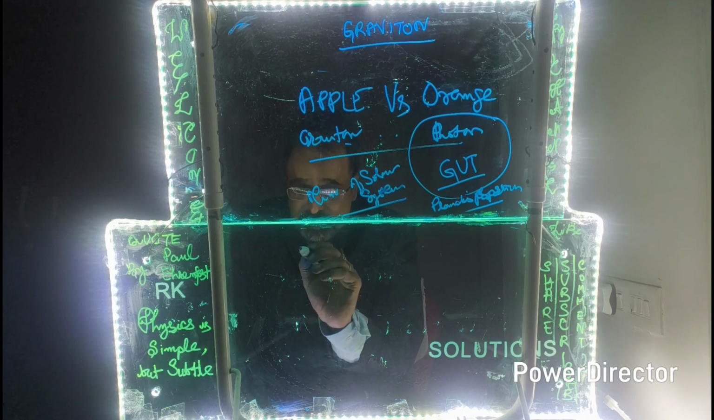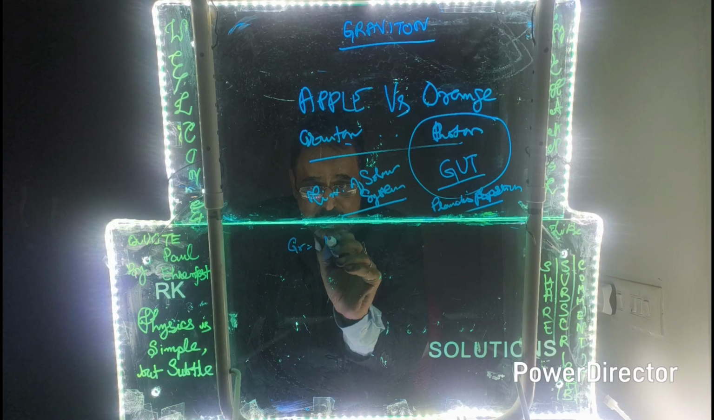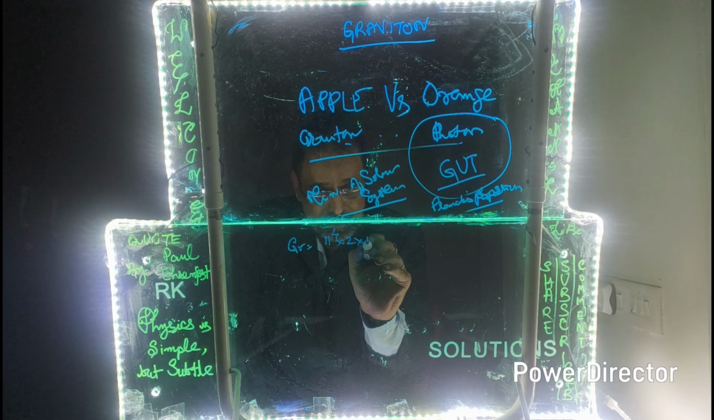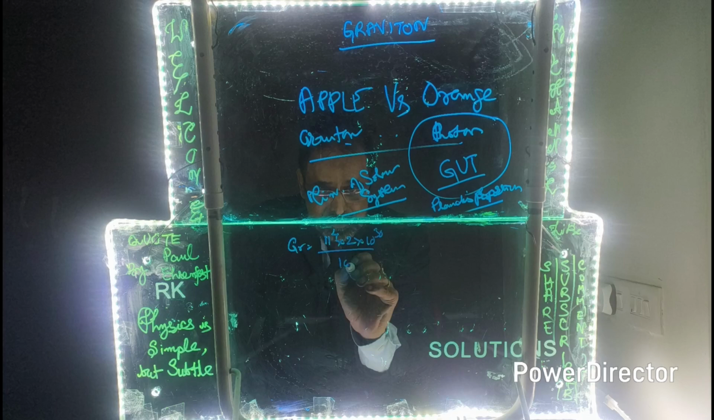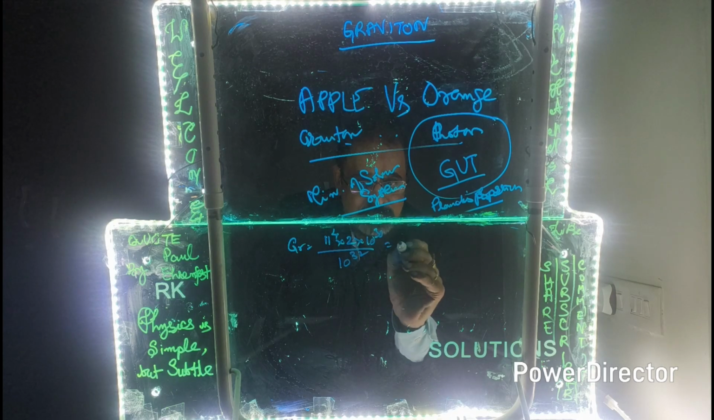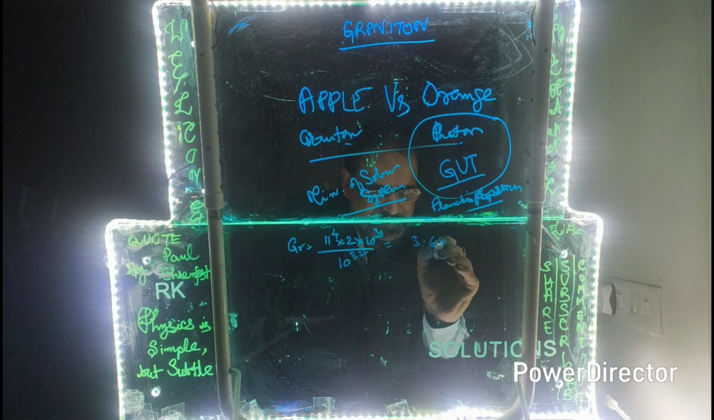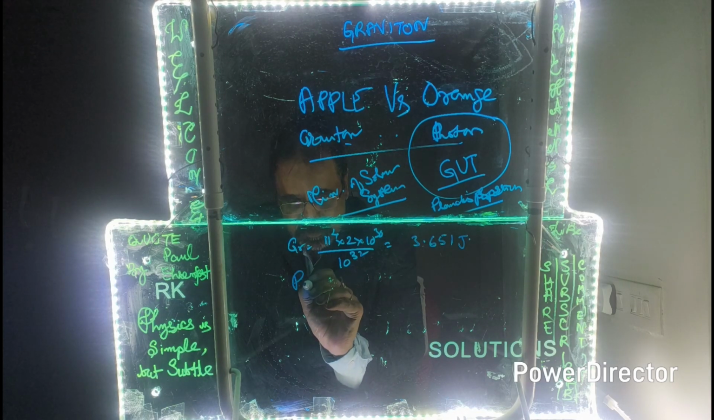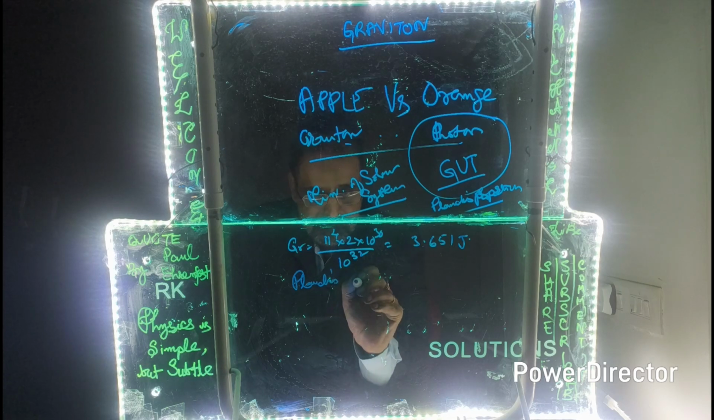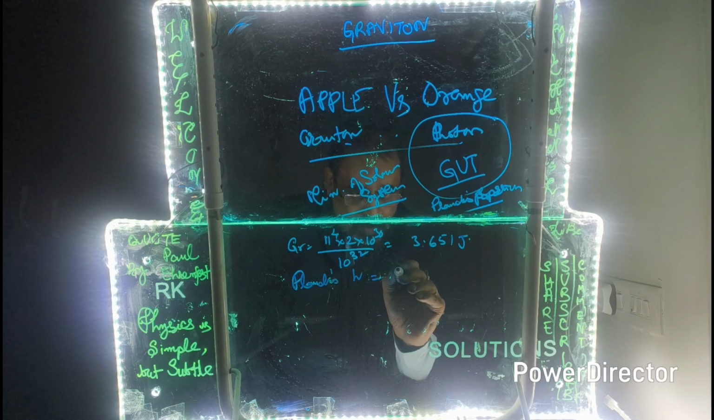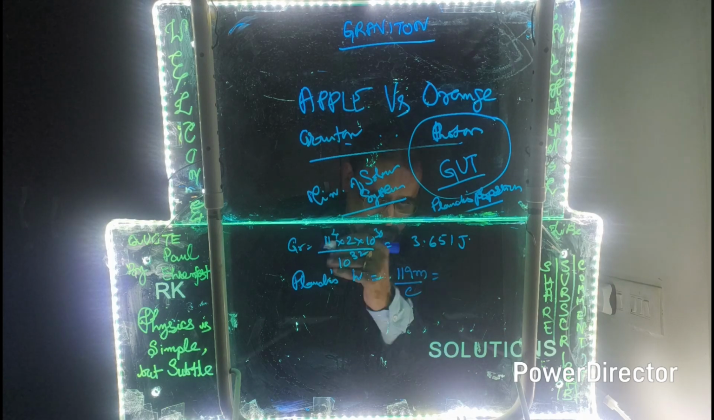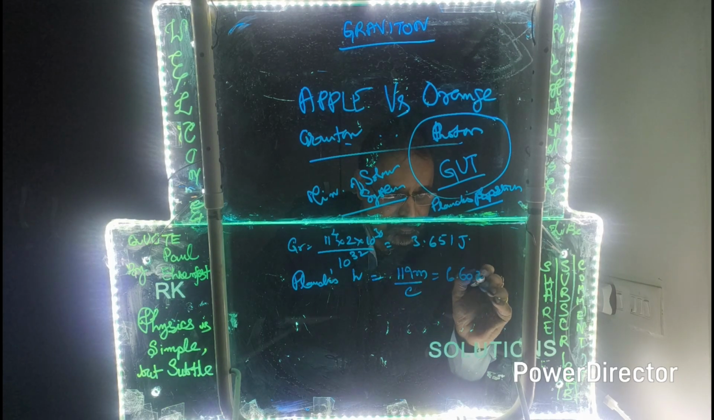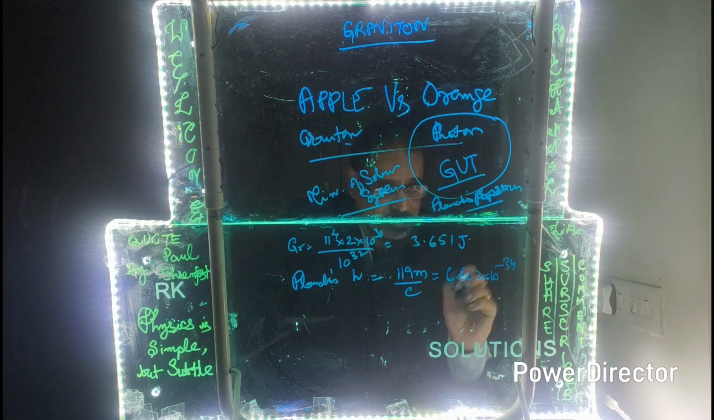Just now I gave you the value: graviton is equal to 11 raised to 4 into 2 into 10 raised to 30 by 10 raised to 32 c^4, which works out to 3.65 joules or something. Whereas Planck's constant h is equal to 190 m by c, which is my language; you can take the actual value, 10 raised to minus something.